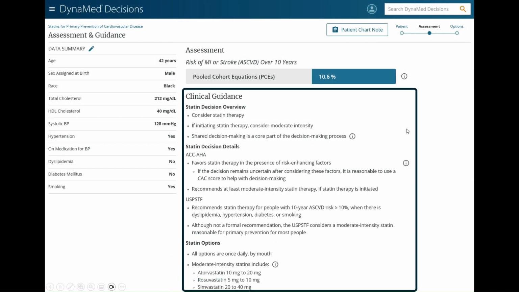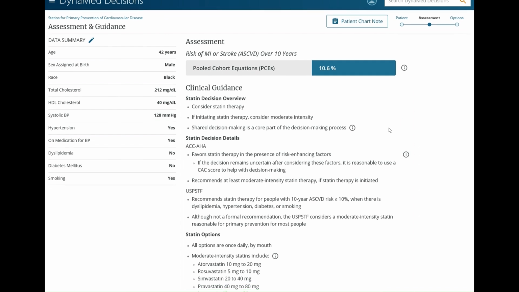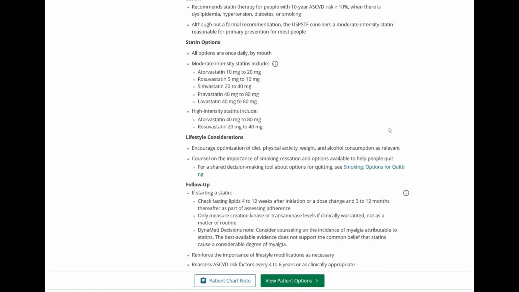Moving on, we see the clinical guidance section of the tool. And the neat thing about the clinical guidance section is it is highly tailored, personalized information for the patient that is being considered in this moment.